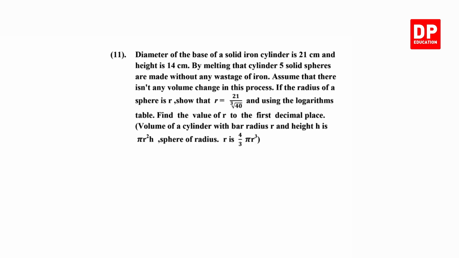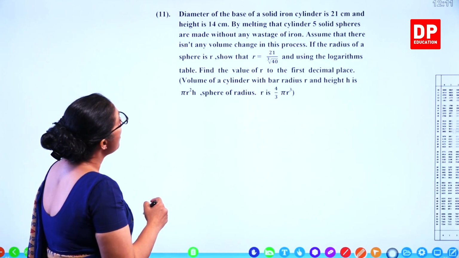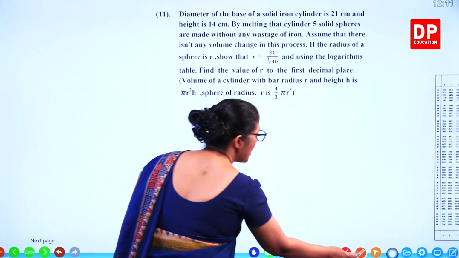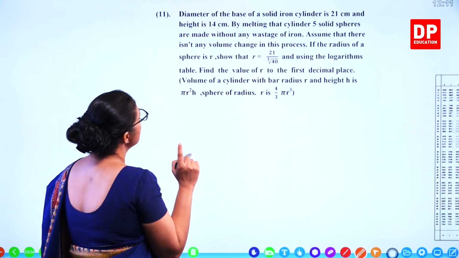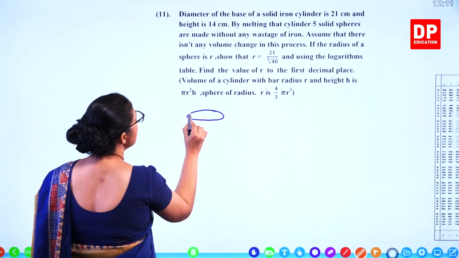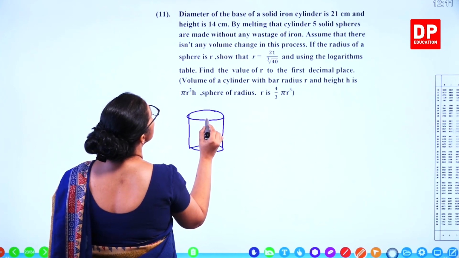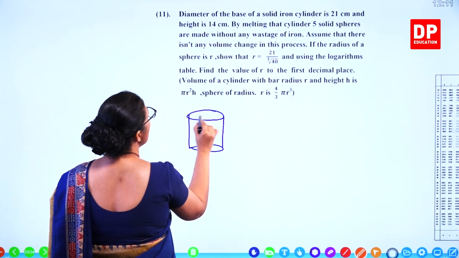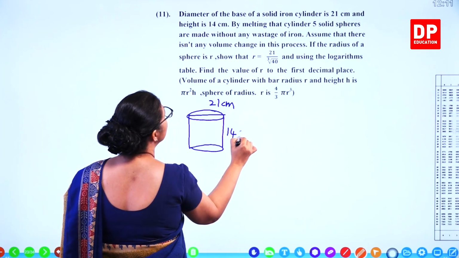Question number 11. Diameter of the base of a solid iron cylinder is 21 centimeters and height is 14. So this is a cylinder. So we can just mark the length. This diameter is 21 and the height is 14.